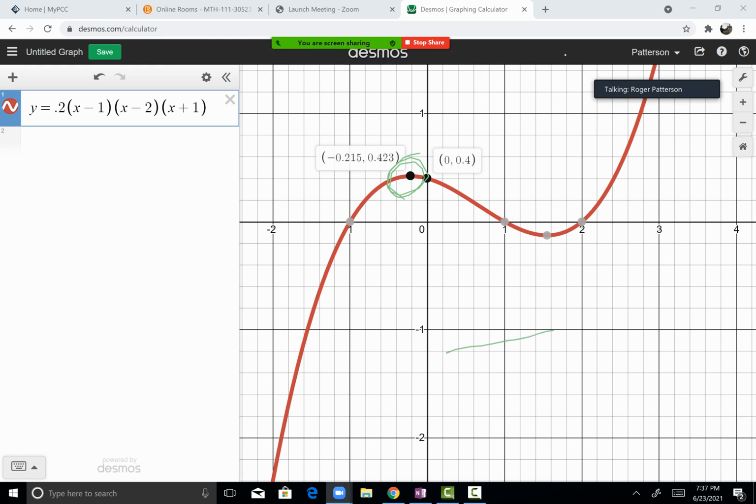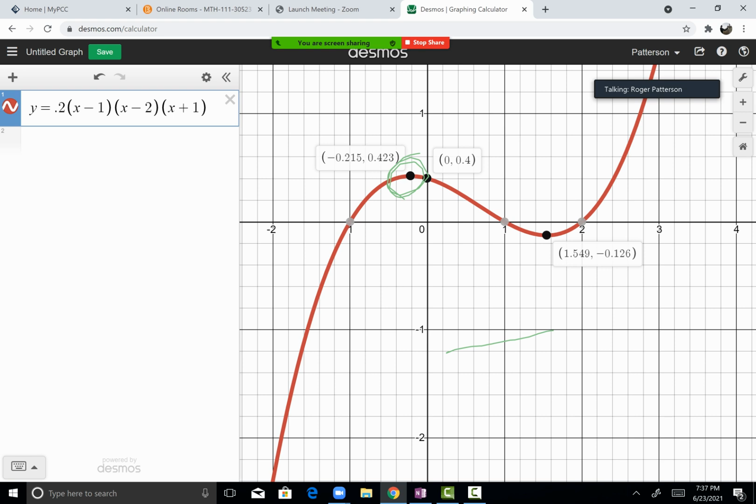Then what about right here? What's that going to be? Local min, right? So you got to figure. Yeah, that's local. Okay. So in Desmos, it's real simple because all you do is tap right where you think it is, and it will tell you.